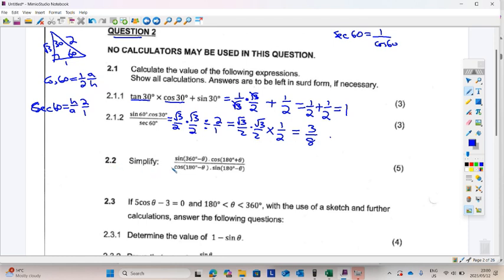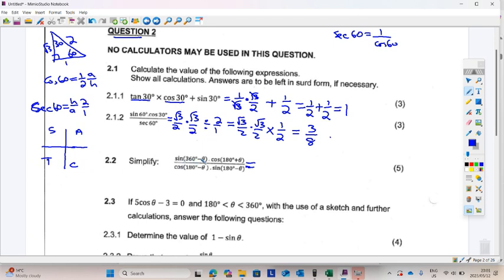And then question 2.2, this is a reduction formula. For most people, you only meet it in grade 11, but here it was introduced to grade 10 learners. That's why it is being examined here. To simplify this one, we need to know the CAST diagram. Our CAST diagram says all of them, sine, tan, and cos.